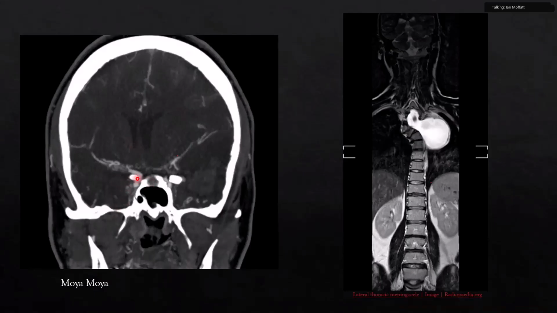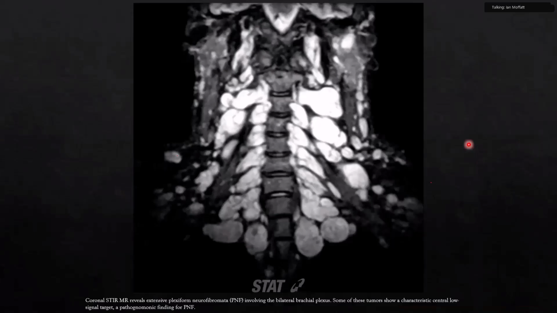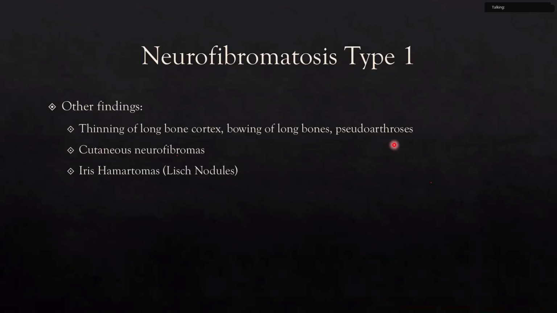Here's just a typical example of moyamoya. We have occlusion of the supraclinoid ICA with multiple collaterals, and then your typical lateral thoracic meningocele. And again, multiple peripheral nerve neurofibromas in the brachial plexus bilaterally. Other non-neural findings, they typically get thinning of long bone cortex with bowing of the long bones and pseudoarthroses. They can get cutaneous neurofibromas and iris hamartomas or Lisch nodules.